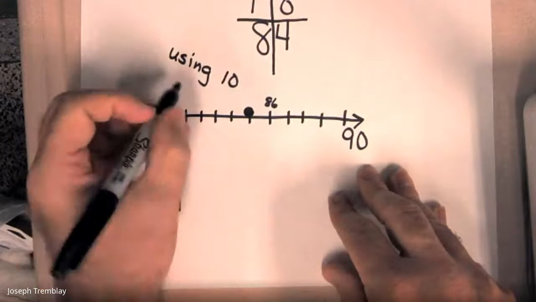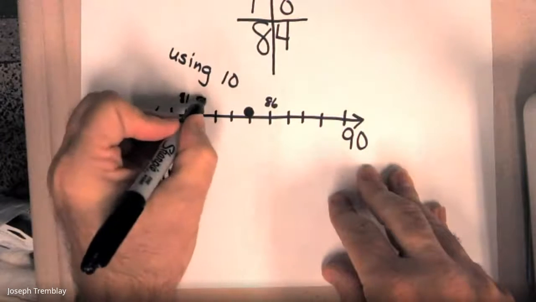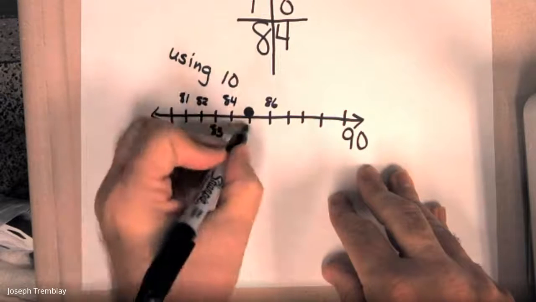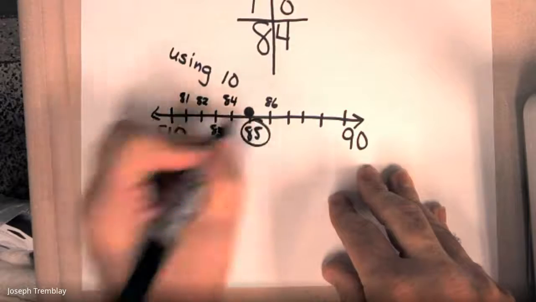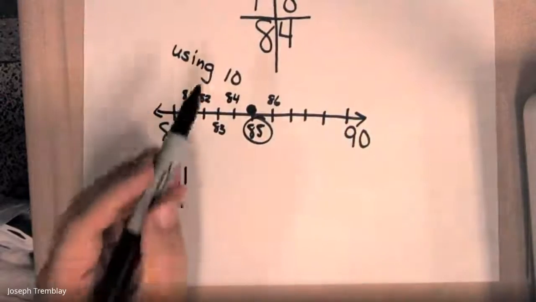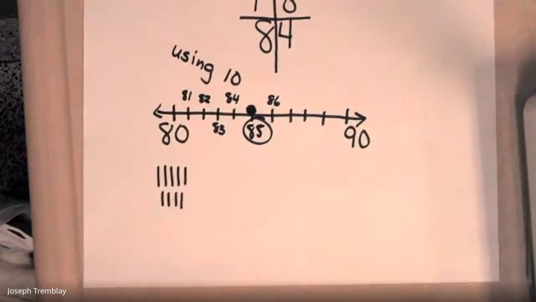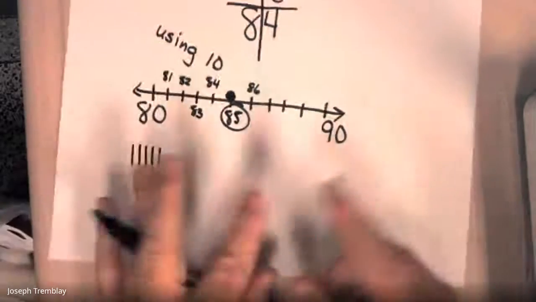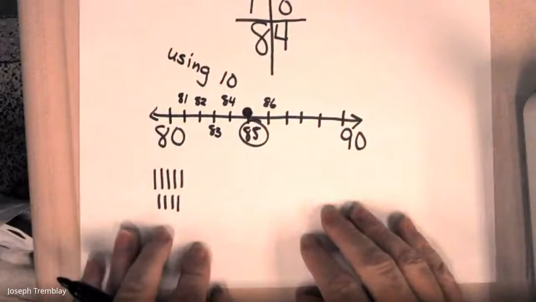80, 81, 82, 83, 84, 85. Remember we talked about when using the 10s, it would always end with a 5. But that only works for the 10s. So you need to be able to do it like this so you can figure it out for any number. Well, let's try another one that's a little bit different.